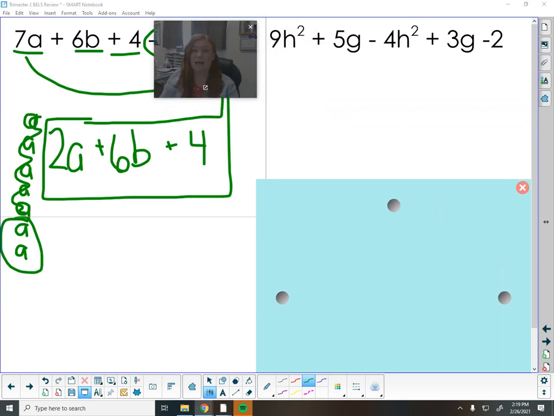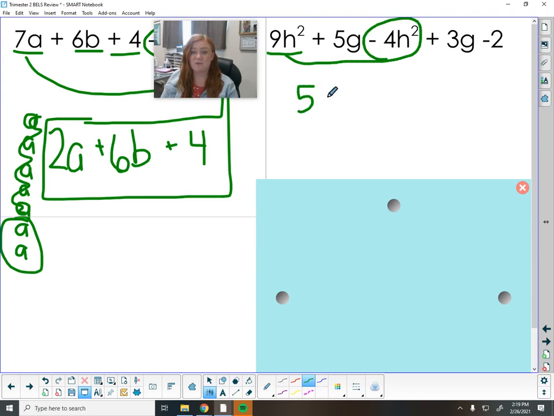Our next one here has 9h squared plus 5g minus 4h squared plus 3g minus 2. A lot of things. So we're just going to start looking. Do we have any h squareds? Yes, I can see we're going to take those away. So 5h squareds. Do we have any more g's? Yes, we have plus 3g's. So 5 plus 3 makes 8 g's. And then, so we've done our h's, our g's, and we just have a minus 2.